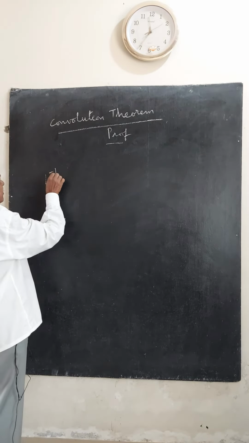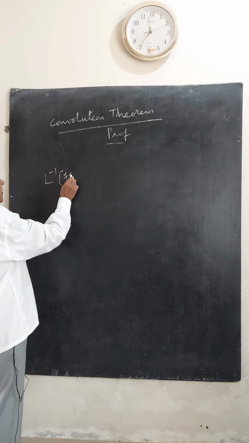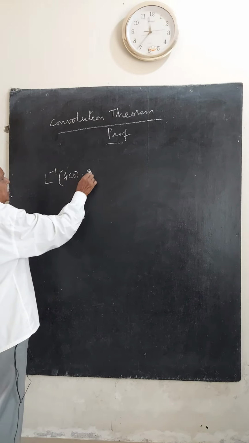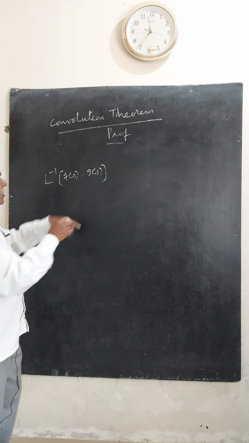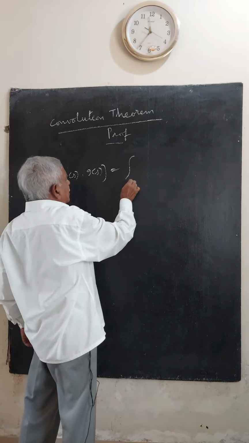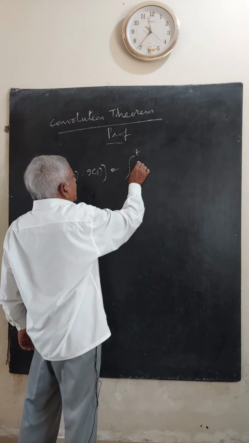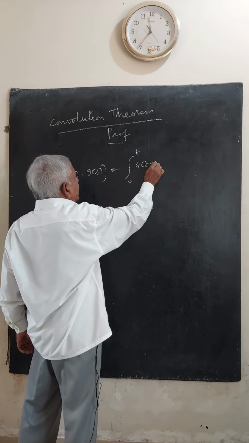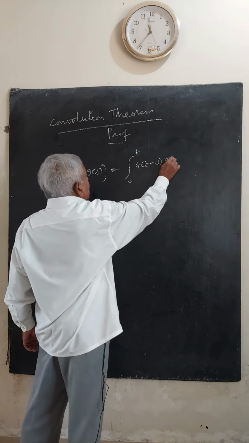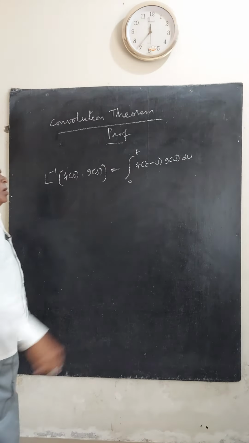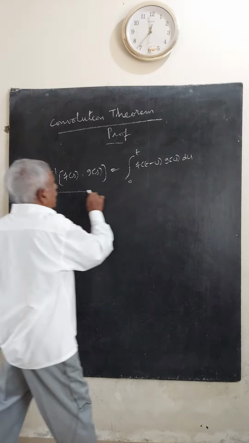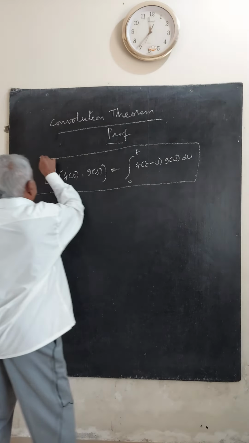This is the convolution theorem: the product of two functions, F(s) into G(s), equals the integral from 0 to t of f(t minus u) g(u) du. This is what we are going to prove. This is called the convolution theorem.